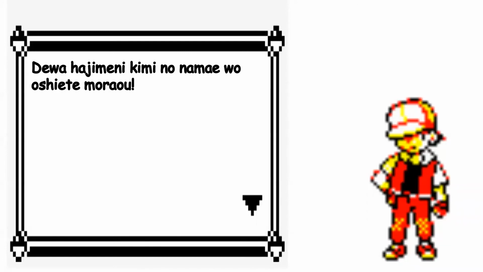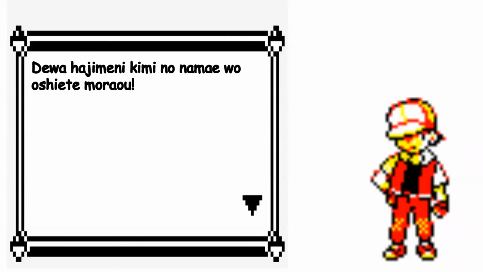Dewa hajime ni kimi no namae o oshiete morao. Okay, so we have here our dewa, like saying well then. Then hajime ni is to begin. Then we have kimi, it means your, or you actually. Then we have our namae, it means name. Then our particle no, we talked about that, it connects nouns, so it means your name.